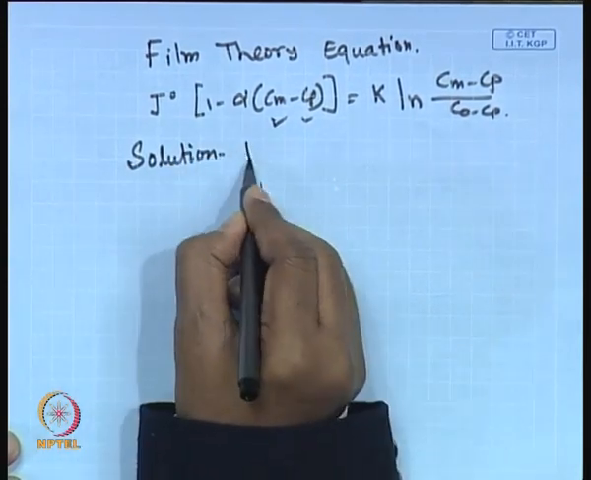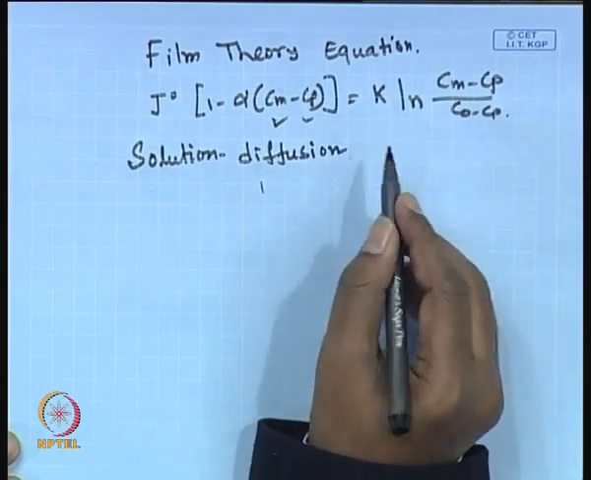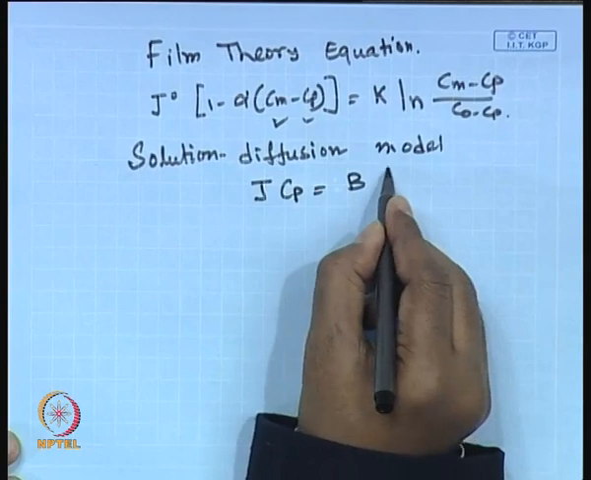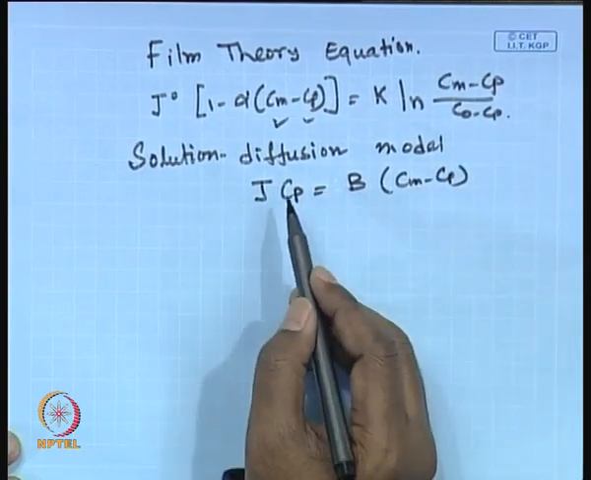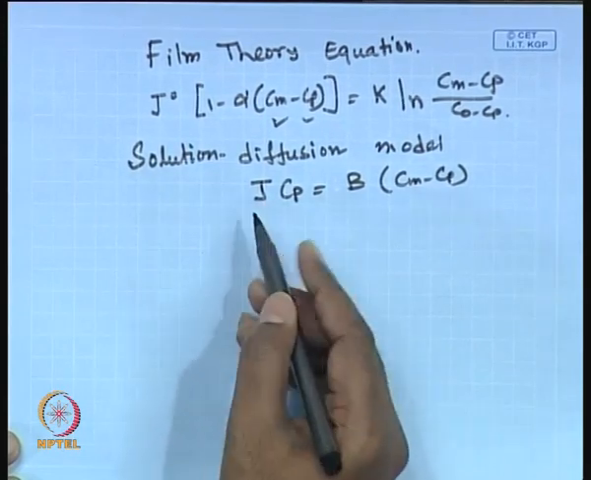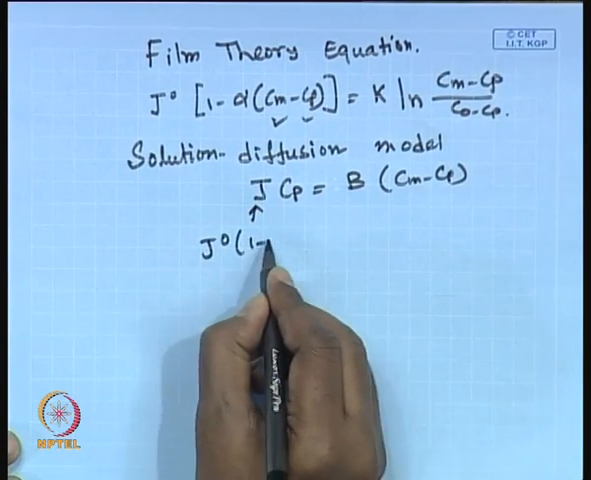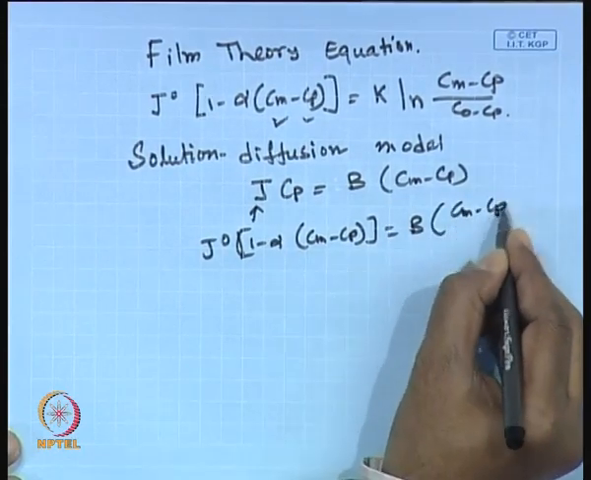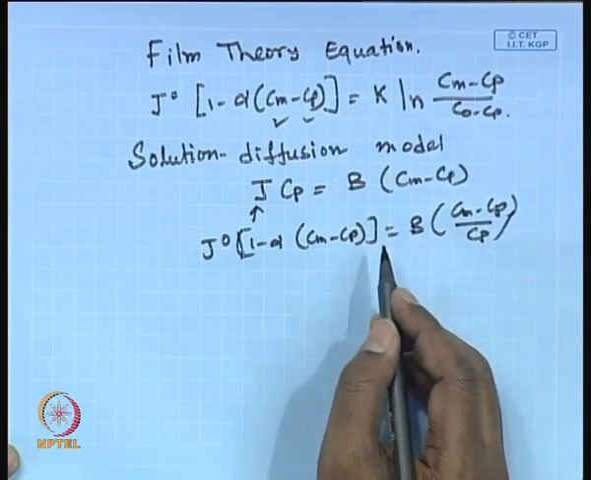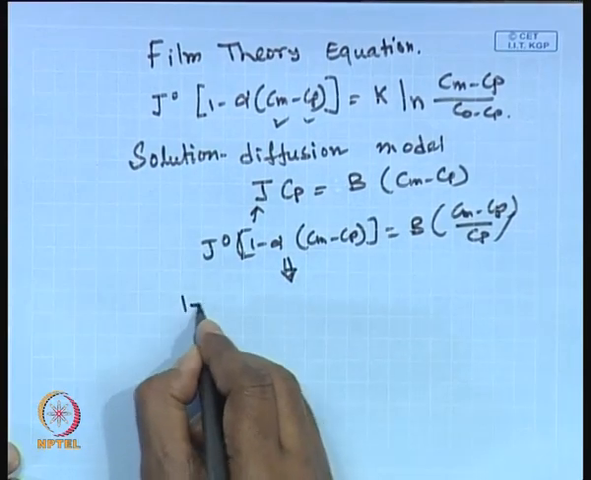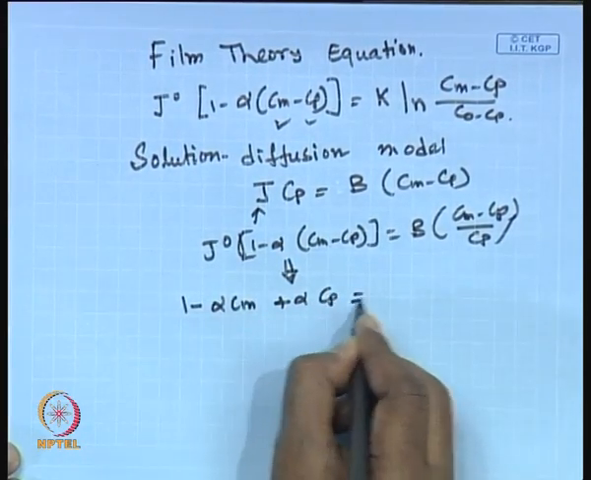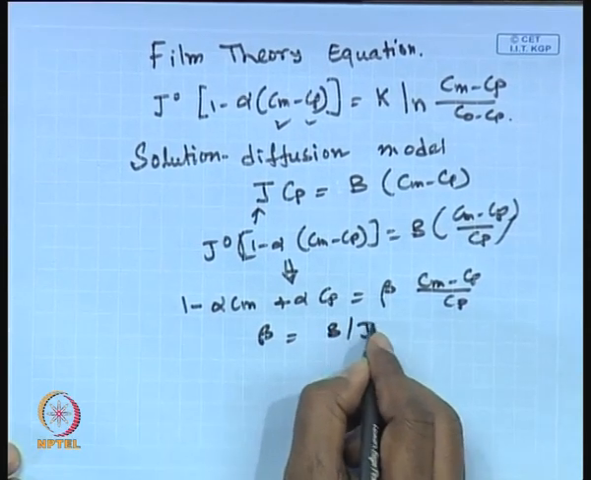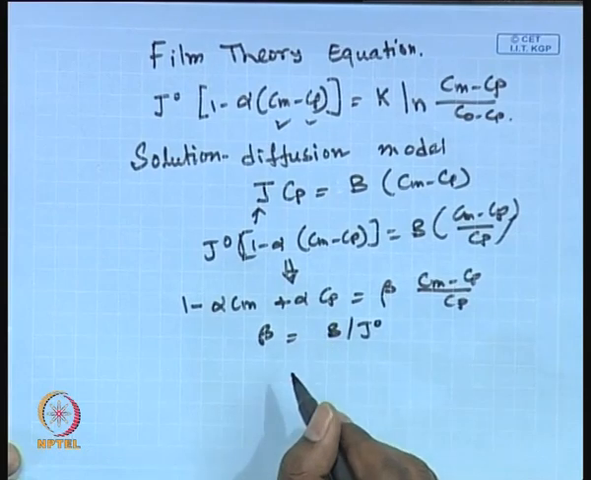So, if you use the solution diffusion model, you get another equation that will be connecting C m and C p. J times C p equal to B times C m minus C p. Now, we can combine, and what is J? For J you can use Darcy's law, and you get J naught 1 minus alpha C m minus C p is equal to B times C m minus C p divided by C p. Okay. Now, this equation can be simplified to 1 minus alpha times C m plus alpha times C p is equal to beta times C m minus C p divided by C p. What is beta? Beta is nothing but B by J naught. Okay.